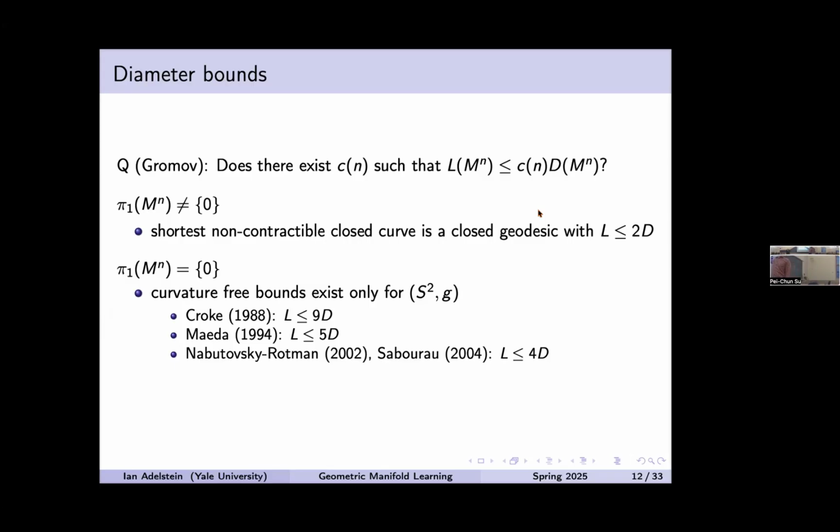So these are all results on the two-sphere. Croke shows 9D, 5D. Nabutovsky, Rotman, and Sabourau show 4D. So they've shown that the length of the shortest curve is bounded above by 4 times the diameter on any Riemannian two-sphere.